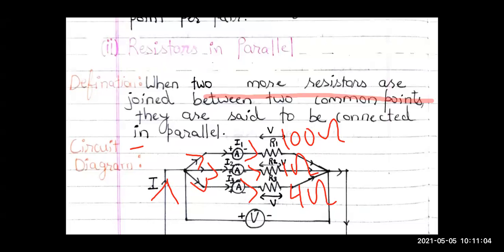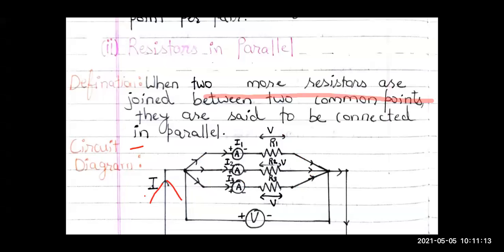The current has to be different because there are three paths. So let the current I be divided into three parts. That is, I1 is the current passing through R1, I2 is the current passing through R2, and I3 is the current passing through the resistor R3. Right, beta? And here, what will be same? If you connect a voltmeter over here, then the reading of the voltmeter is going to be same through all the three resistors. So the potential difference value is same.